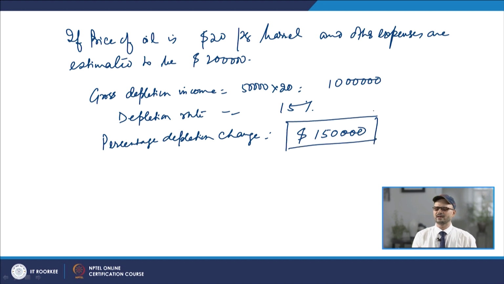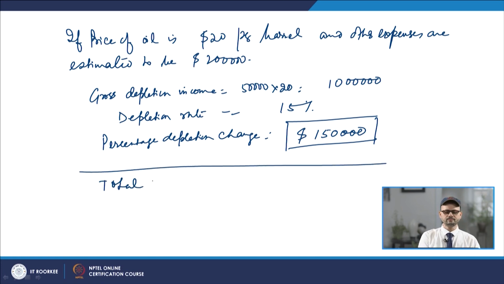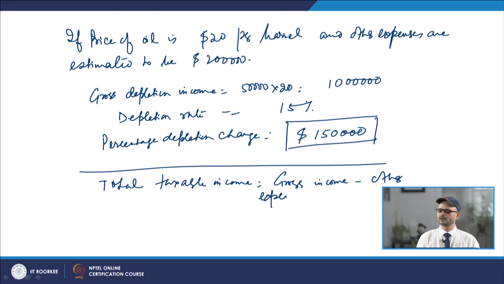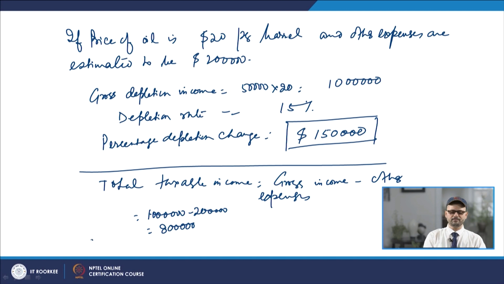Now, we have to see the total taxable income, and the charge should not exceed 50% of it. Your gross income is 10 lakh and the expenses are 2 lakh. Total taxable income is gross income minus other expenses, so 10 lakh minus 2 lakh is 8 lakh, and 50% of this taxable income will be 4 lakh.